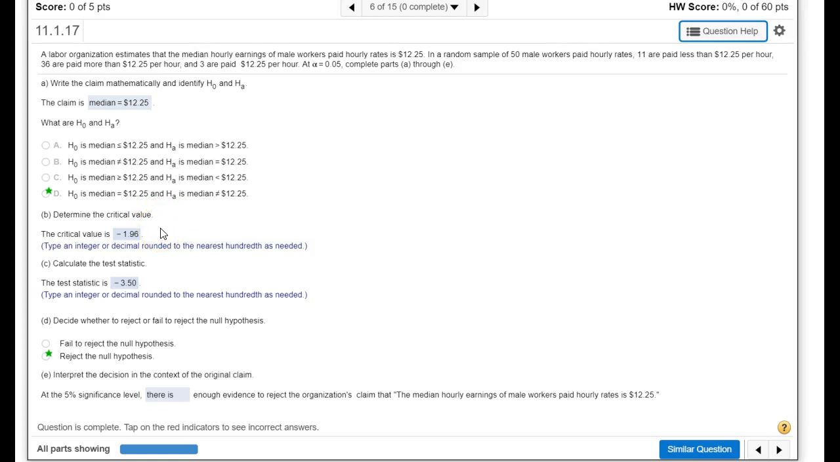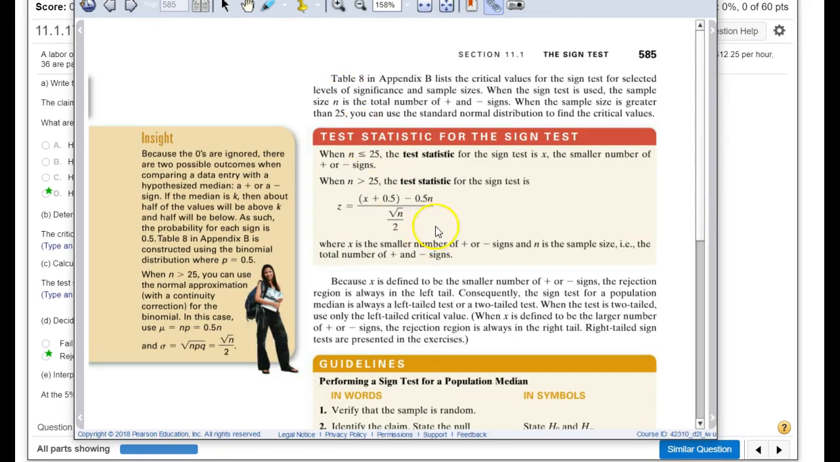Now, to be able to do this, since we're doing the sign test, we have to look at the sample size. So let's look at the textbook really quickly. For a sign test, it's mentioned on page 585. In determining which way we go about this, we want to look at the sample size. This is for the test statistic, but it also applies for the critical value, as we'll see. When n is less than or equal to 25, we use the procedure mentioned here, and we use the smaller of the plus or minus signs. When n is greater than 25, we use a more structured method that's more accurate because we have a larger sample size, and it's a different procedure.